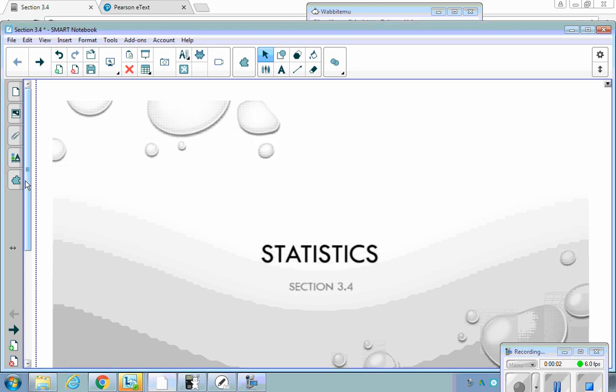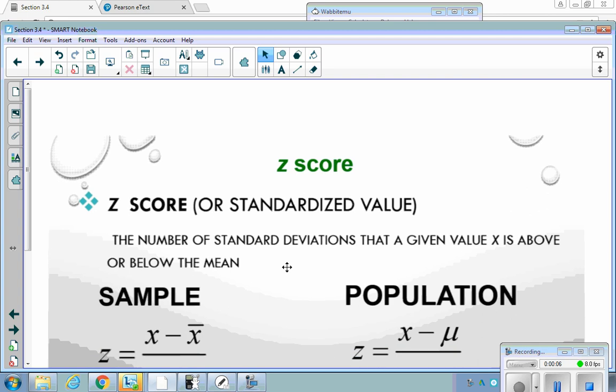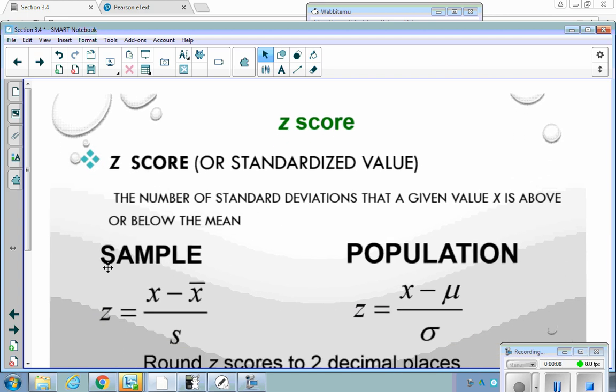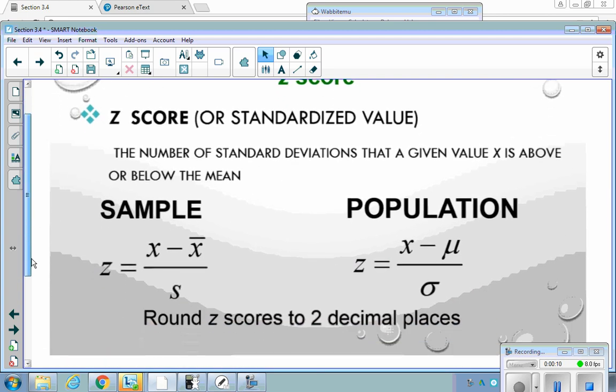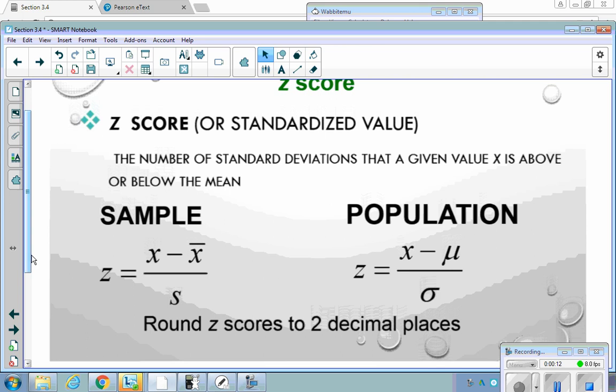Okay, section 3.4. We're going to talk about the z-scores. A z-score is a standardized score, a standardized value. We will always, regardless of how many digits you start with, always, always, always round to 2 places.